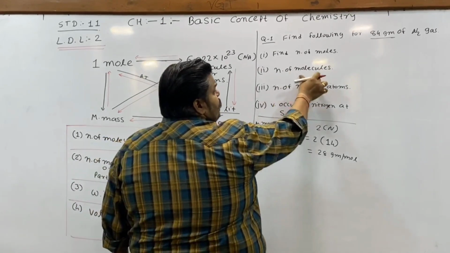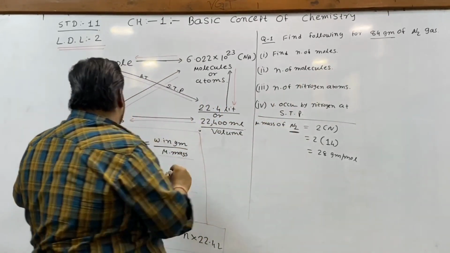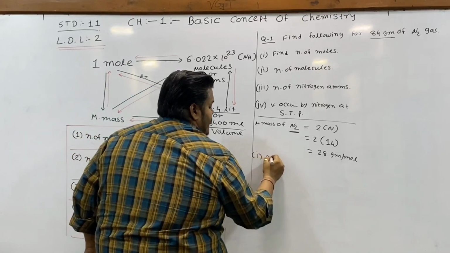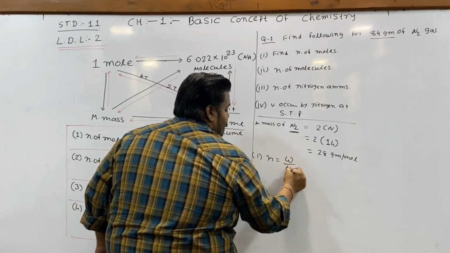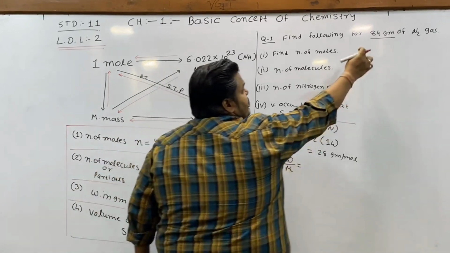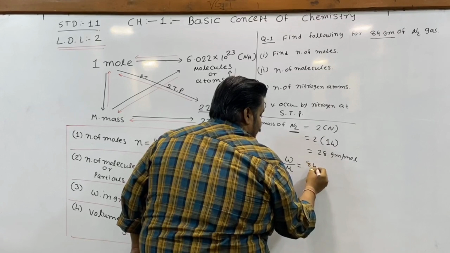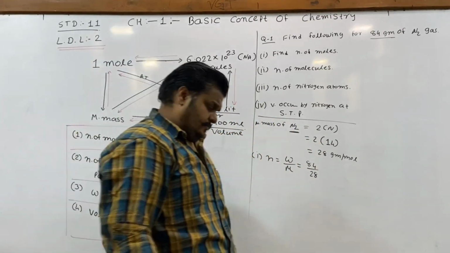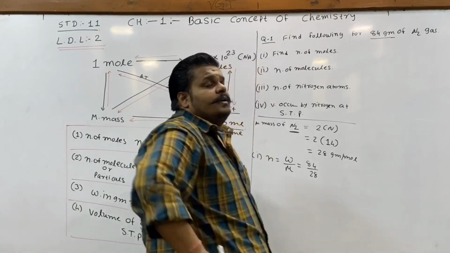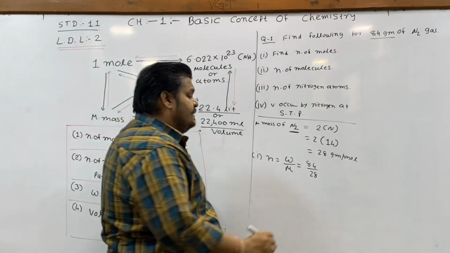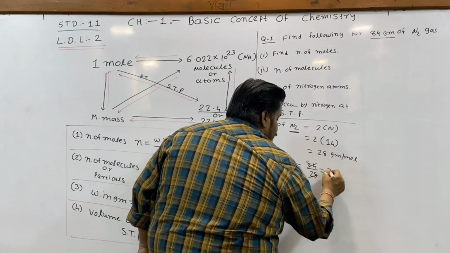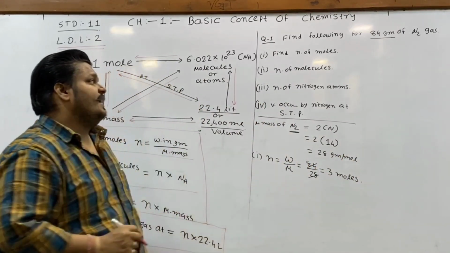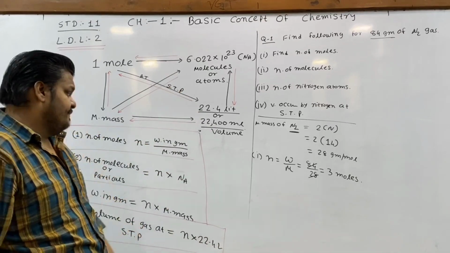Now to calculate the number of moles, we'll put in the formula. Number of moles, N is equal to W by M. W, the weight of the substance in gram, is given as 84, divided by 28. 84 divided by 28 is 3 moles of nitrogen gas that we have in 84 gram of N2 gas.